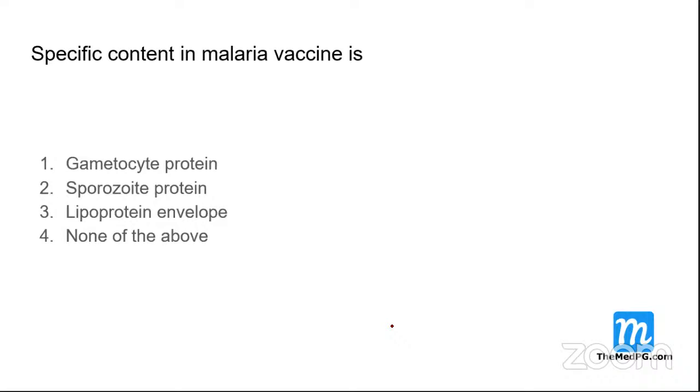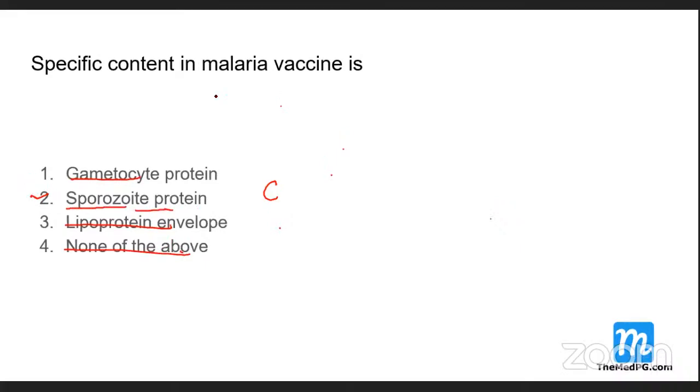And one more MCQ has been asked related to the malaria vaccine. Read the question, students. What is the specific content in the malaria vaccine? What is the content, students? Sporozoite protein. Yes, they have taken the surface sporozoite protein only. So gametocytes no, lipoprotein no, none of the above is also wrong. So the only one left is which one, students? Suchait, Roshan, Sirisha, it is sporozoite. Very good. Next.